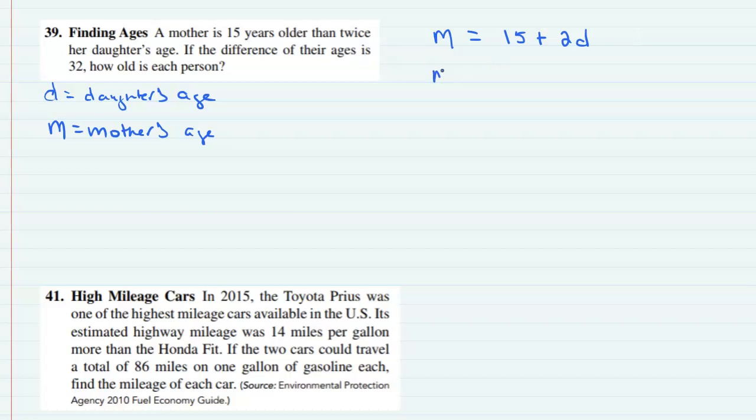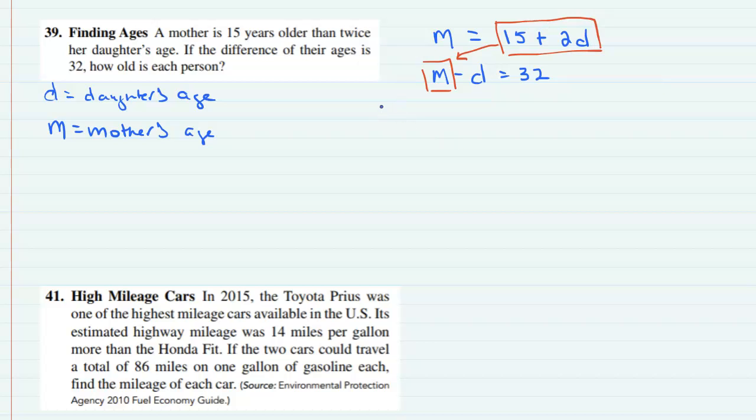Then the other equation is the difference of their ages is 32. Well, the mother is older, so I'm going to say mother minus daughter is 32. Now we can't have 2 different variables in an equation, and both of these have 2 different variables, but if you think about it, this M right here could be replaced with this, which is what the M equals. So I'm going to take this and I'm going to put it in right here for the M.